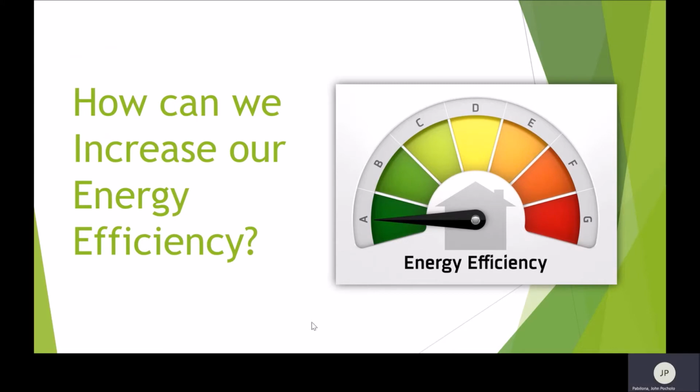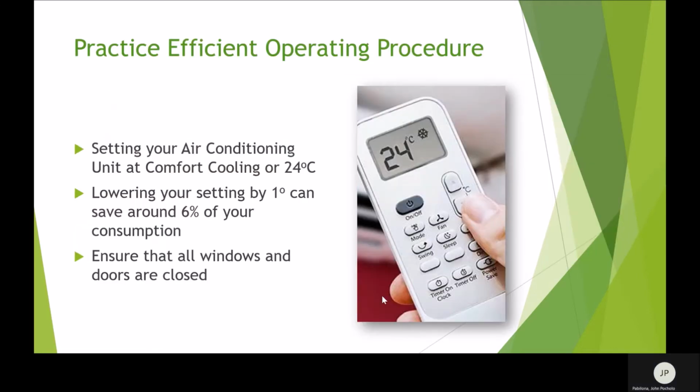So how can we increase our energy efficiency? By simply practicing efficient operating procedure, we can save energy without additional cost. This includes setting your air conditioning units at comfort cooling or around 24 degrees Celsius. The study shows that adjusting your temperature setting by just 1 degree can already help you save around 6% of your consumption. Also, always make sure that all windows and doors are closed to reduce hot air coming from outside.